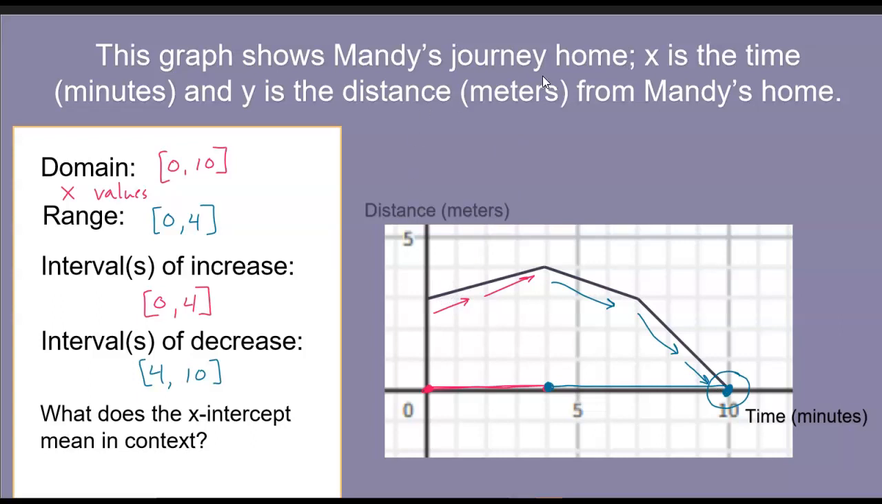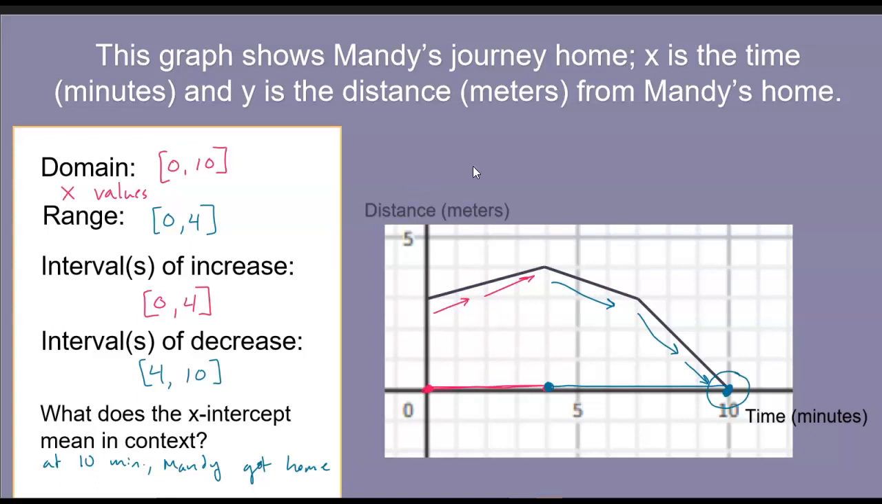Well, let's see. Mandy's x is the time and y is the distance from Mandy's home. So if it got to 0, that must mean Mandy got home. So at 10 minutes, Mandy got home. That's the interpretation of our x-intercept.